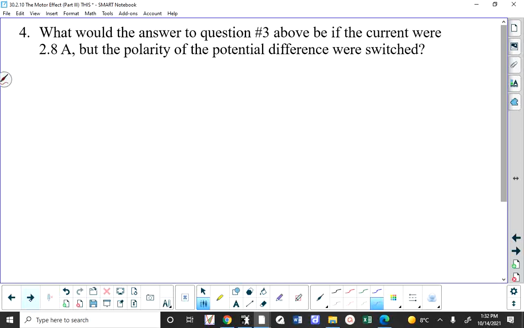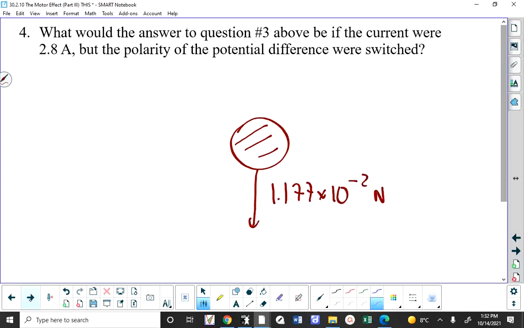Right, so the electrons would be moving in the opposite direction. What would that change? The magnetic force would be in the opposite direction, which would mean the magnetic force would be down. So the only difference now is we still have those same two numbers. 1.177 times 10 to the negative 2 newtons is gravity, but the magnetic force of 1.5 times 10 to the negative 2 newtons would now be down.